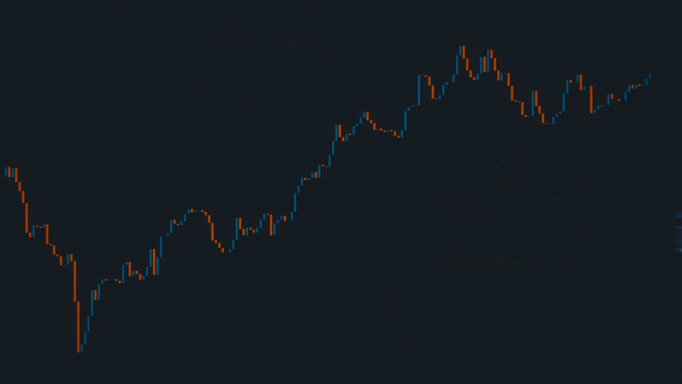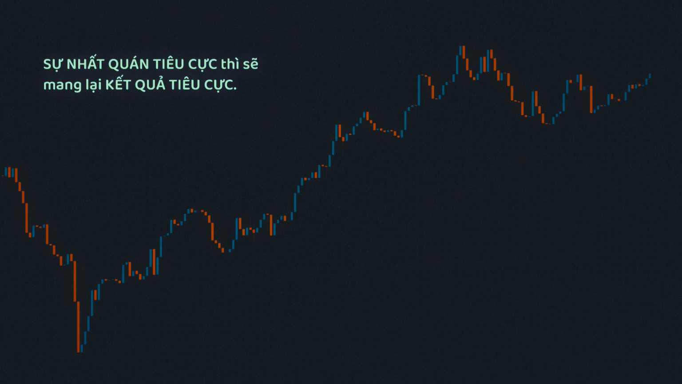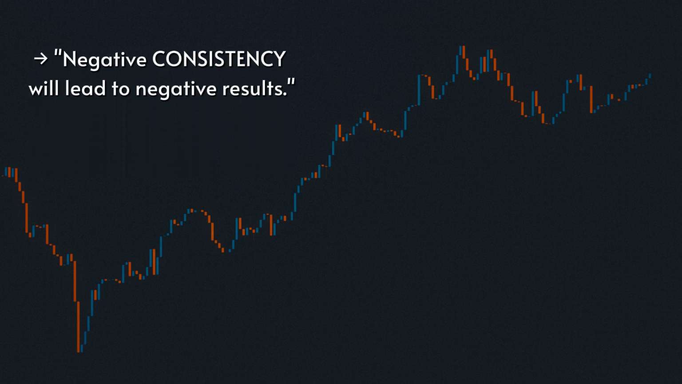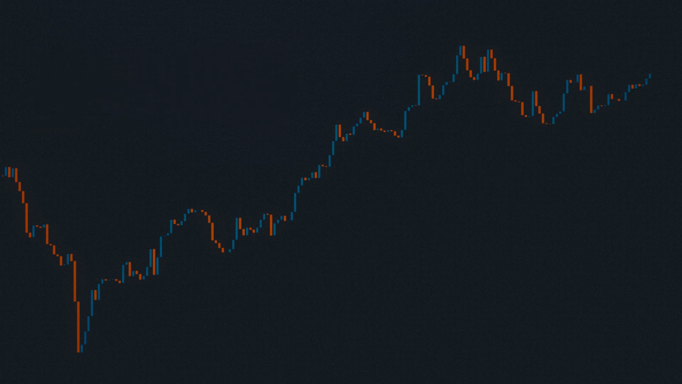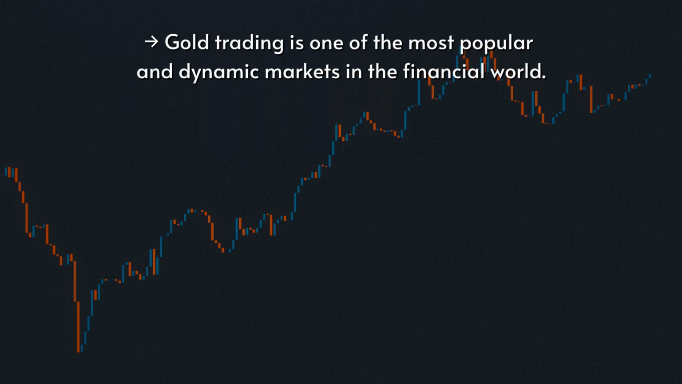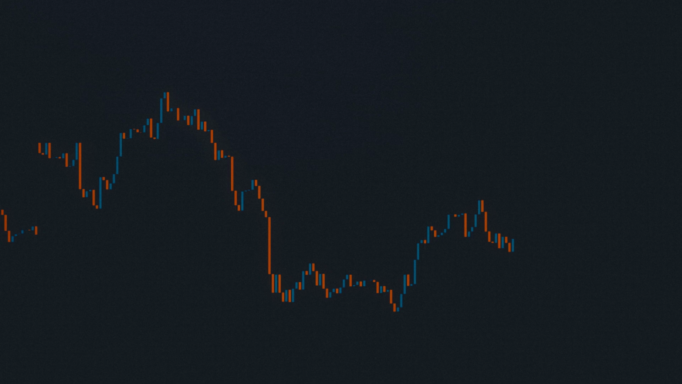So, seriously, what's the big deal with gold? I mean, for thousands of years, it's been a symbol of wealth. But today, it's so much more than that. It's a major player on the global financial stage, and it attracts everyone from giant central banks all the way down to retail traders like you and me. So what is it about this shiny metal that gets so much attention?